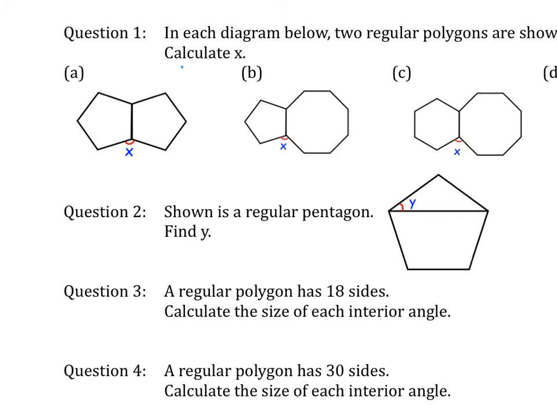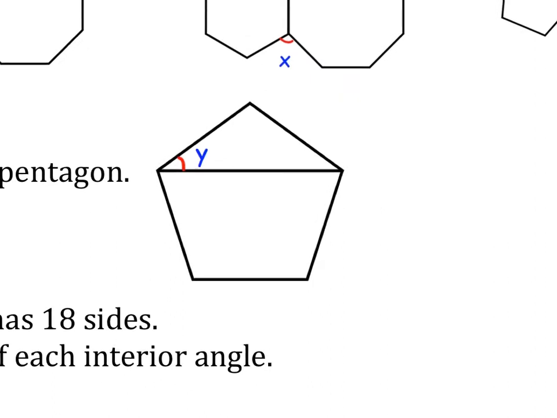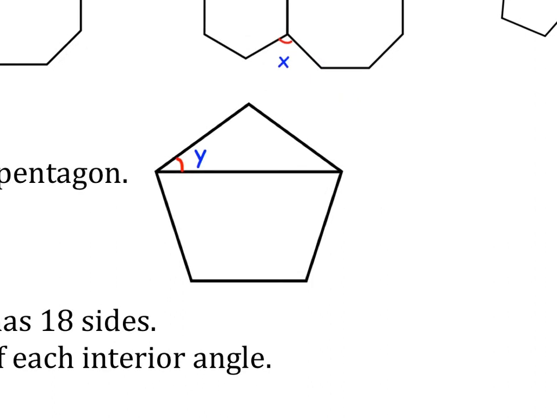Next question. Shown is a regular pentagon, find y. Right, so there's a pentagon, so we should be able to find each of these angles here. Okay, forget about the line, we should be able to find each of these. Most importantly, this one. Now we've got a triangle here. Now this is a regular pentagon, which means that all the sides are the same. So if this side is the same as that side, I want you to think about what type of triangle that would be. Okay, and if you know what type of triangle it is, you should be able to find these two.